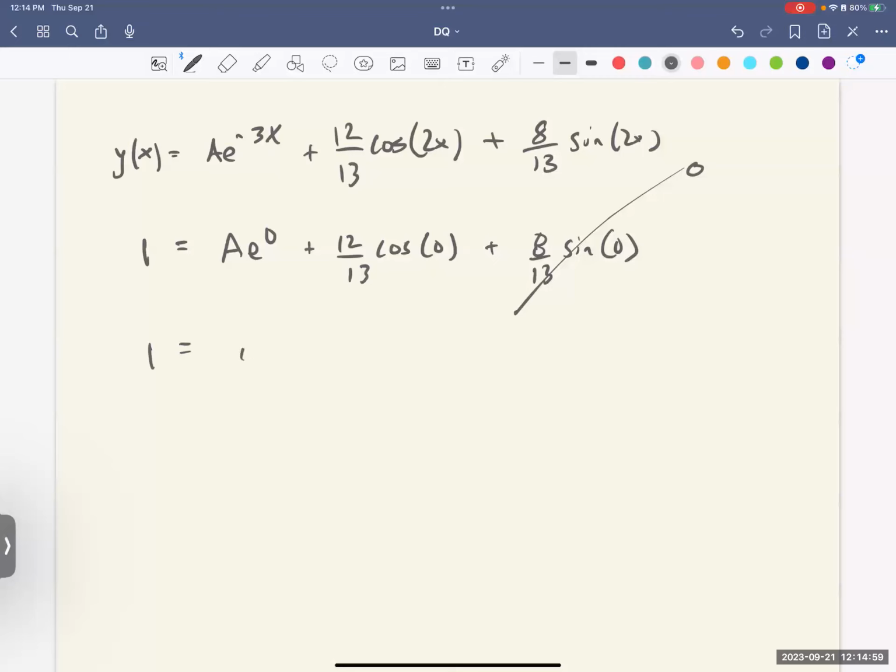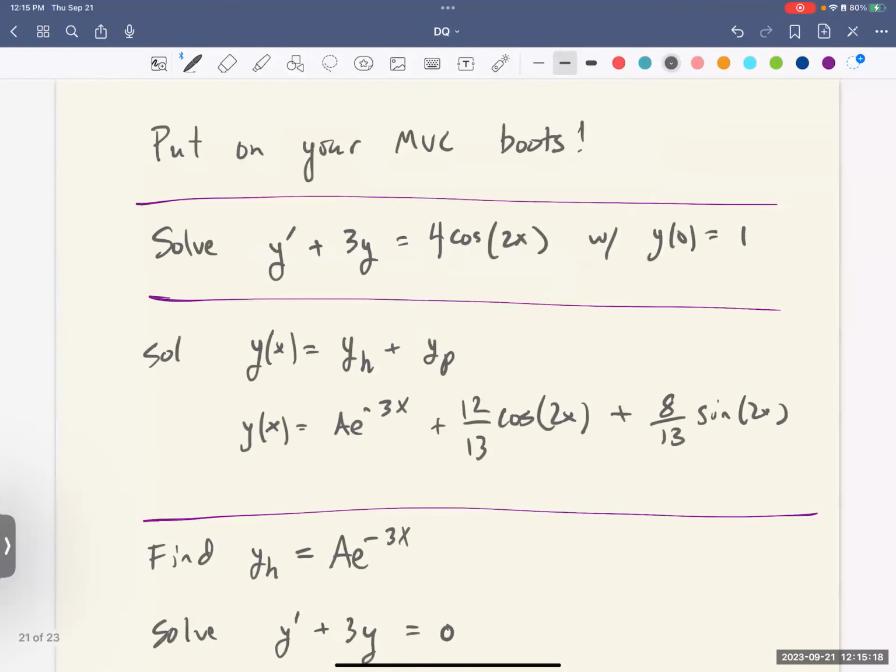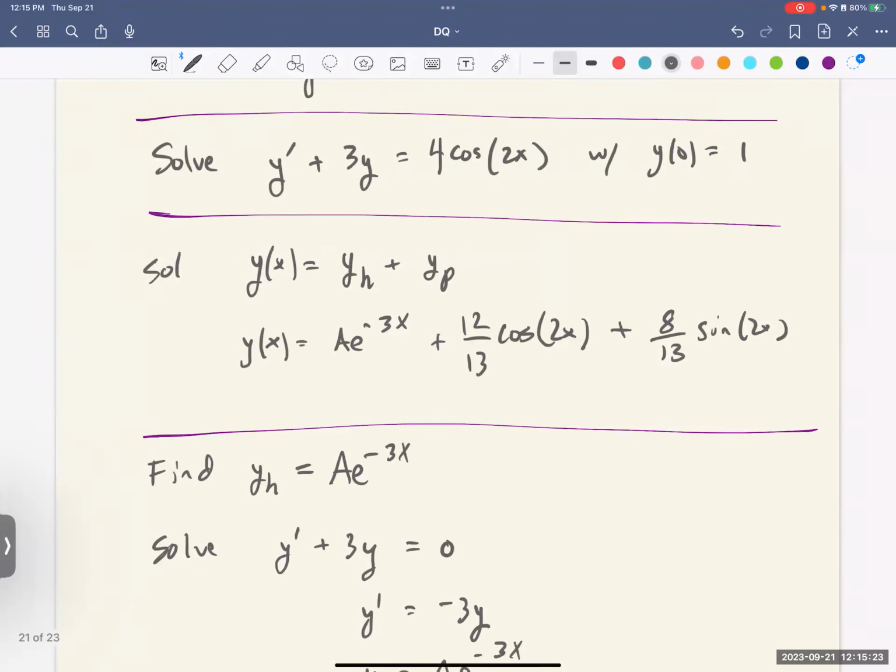Then we'd have 1 is a plus 12/13. Cosine 0 is 1. So a is going to be this 1 on the left side, which is 13/13 minus the 12/13, and a then is 1/13. So let's go back and rewrite. And we would have 1/13 for our particular unique solution. Let's box that in. There we go. There's your final solution for MUC.